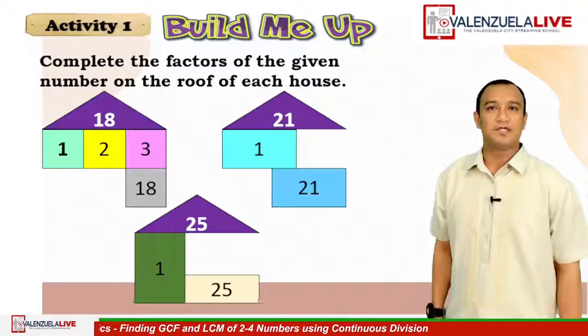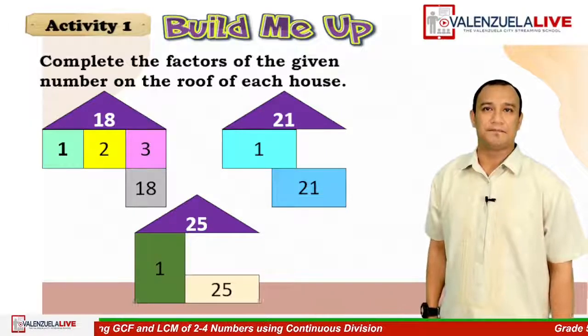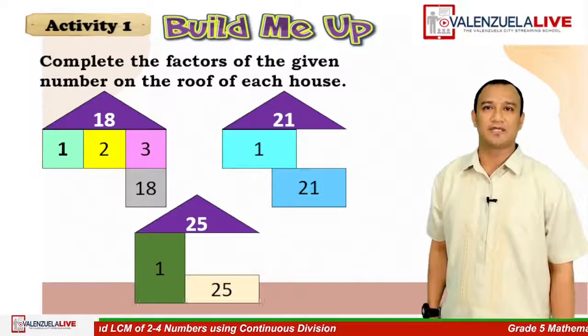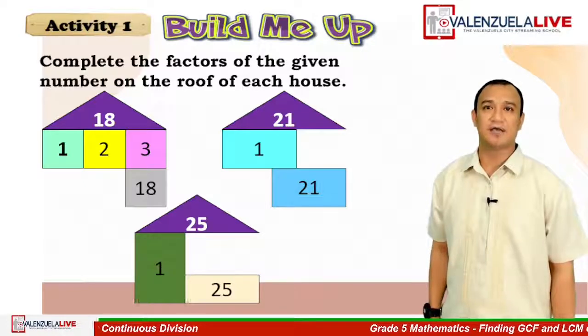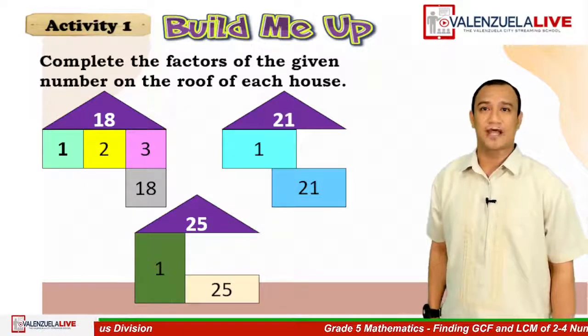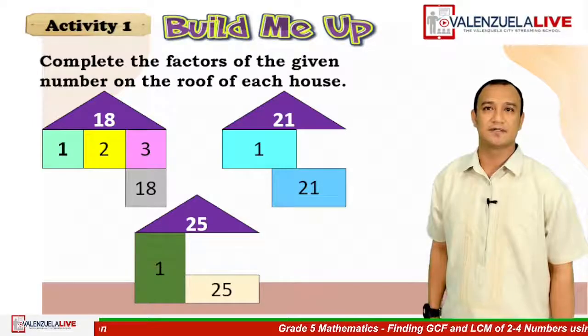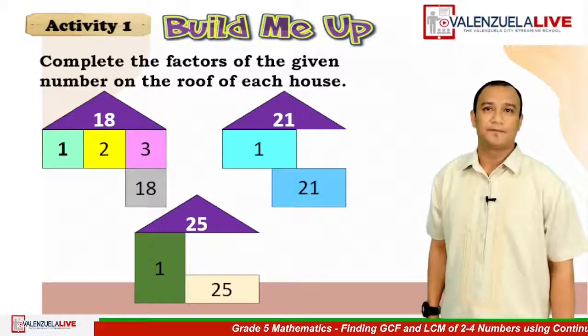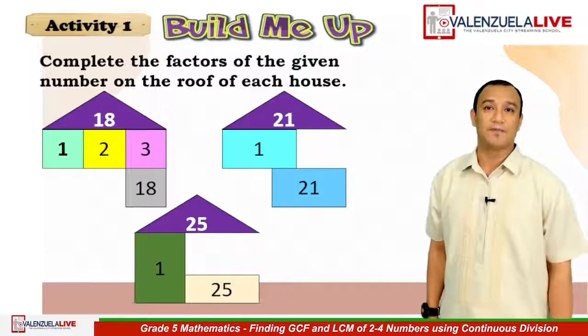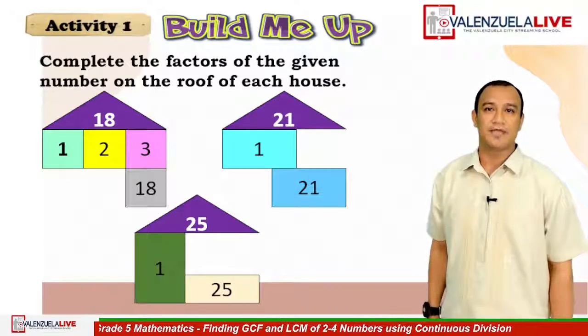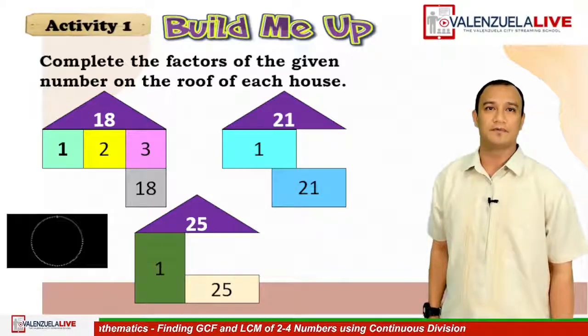For our activity 1 entitled Build Me Up, complete the factors of the given number on the roof of each house. I will give you 10 seconds for each given number, and you may write your answers on the comment box. For our given number 1, find the factors of 18. Your time starts now.